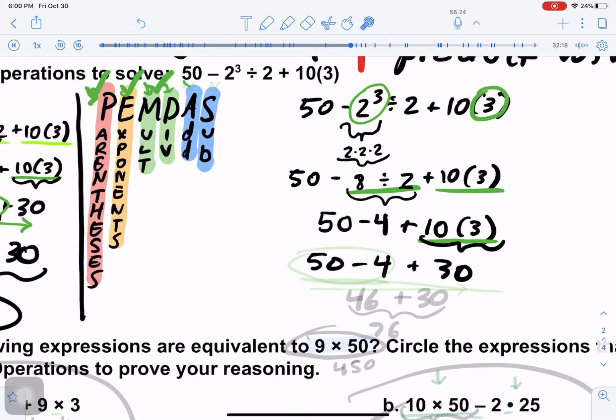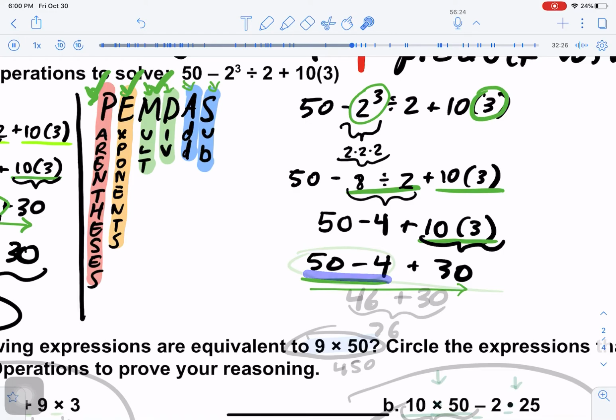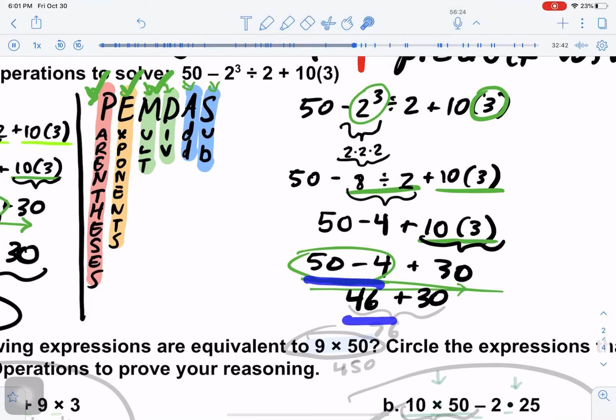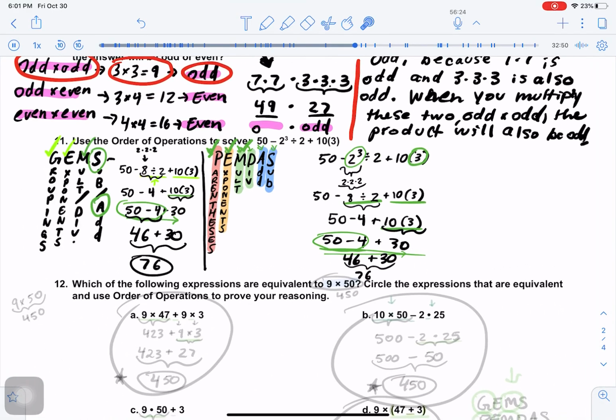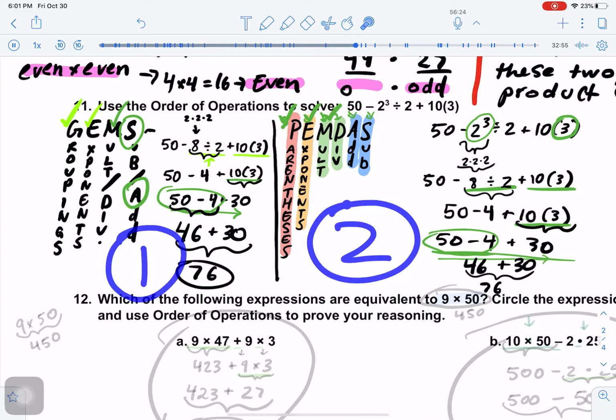Now I go ahead and look for any addition or subtraction, also going from left to right. I see that there are 2. I see 50 minus 4. I see 4 plus 30, but I'm going to go ahead and start with the 50 minus 4 because we're going left to right. 50 minus 4 is 46. I rewrite the rest of this, and now I can solve for 46 plus 30, which gives me 76. Either one of these two methods will get you to the same answer, and either one of these two will give you full credit for that question.